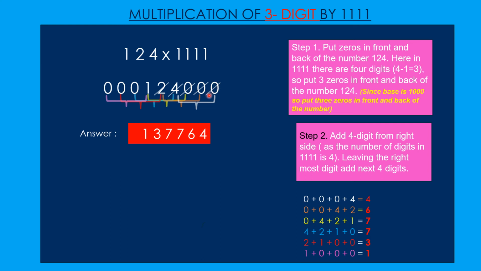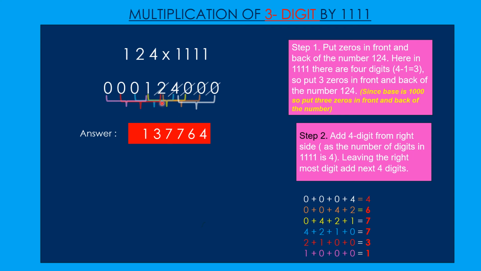Now leave the 0. Alright, so what are the next 4 digits? 0 plus 0 plus 4 plus 2. You get 6. Alright, leave the 0 and then 0 plus 4 plus 2 plus 1 is 7. So write down 7 in the answer box. Then again leave 0. What you get is 4 plus 2 plus 1 plus 0 is 7. Write 7 in the answer box.